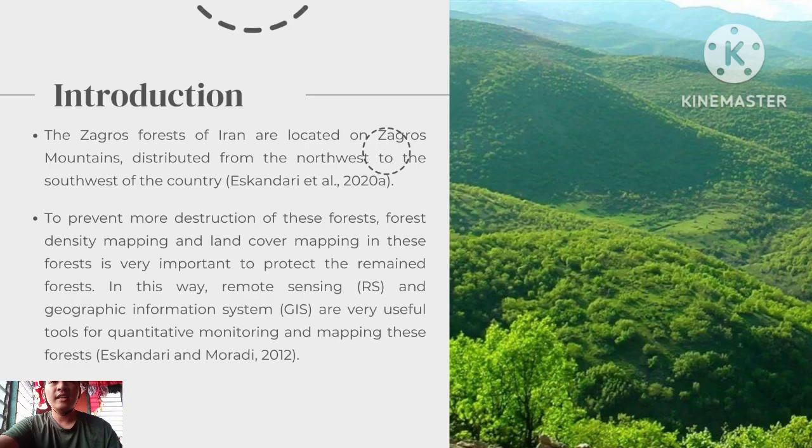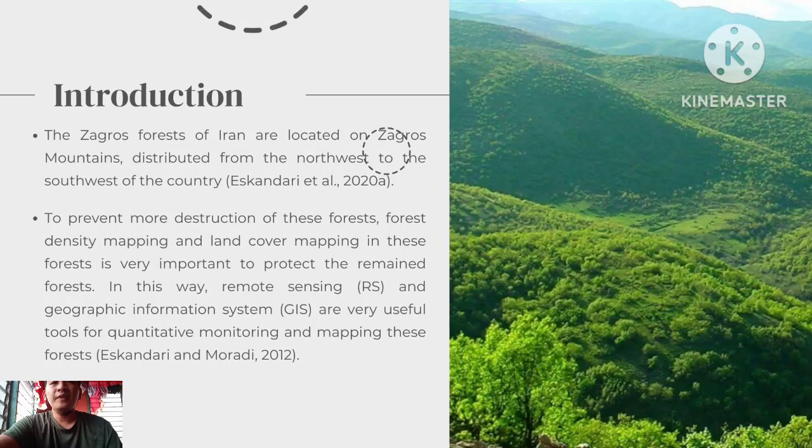According to Iskandari et al. 2020, the Zagros forests of Iran are located in the Zagros Mountain, distributed from the northwest to the southwest of the country. The Zagros forests in western Iran are a valuable ecosystem that has been seriously damaged by human interference such as harvesting the wood and forest subproducts, converting the forest to agricultural lands and grazing, and also natural events such as drought and fire.